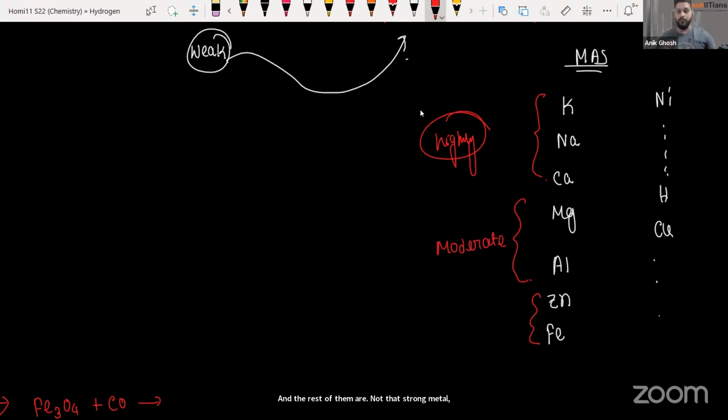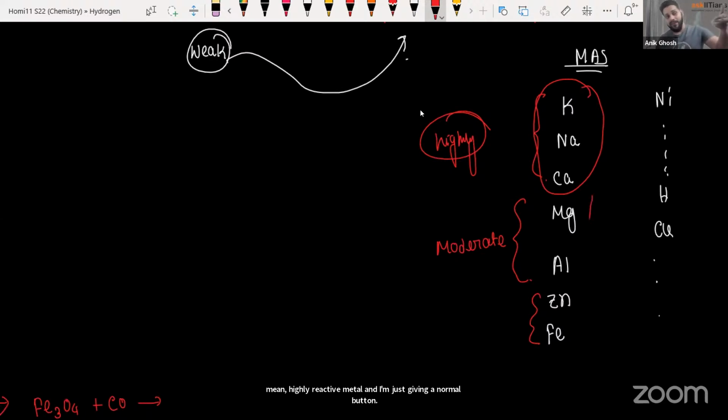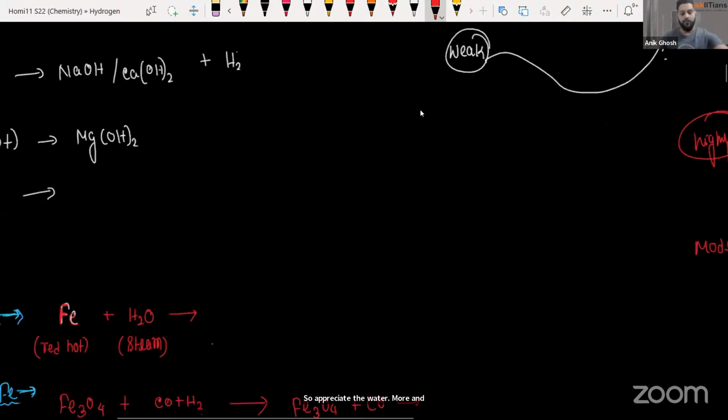Now, guys, try to understand this particular example. Let's say I am dealing with a highly reactive metal. In that case, if you want to react it with water, the water can be normal, and still the reaction would happen. But as the reactivity of the metal decreases, I have to increase the reactivity of the water. So I have to heat the water more and more. The temperature of the water needs to be increased.